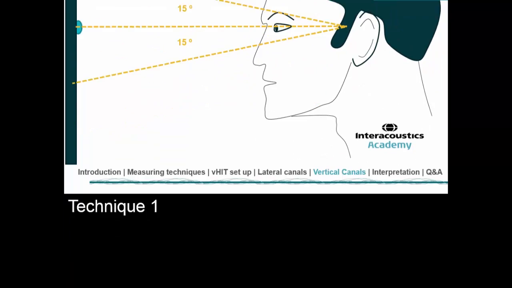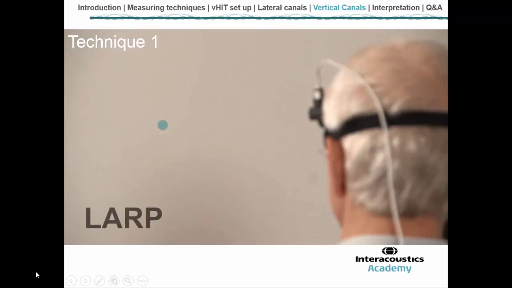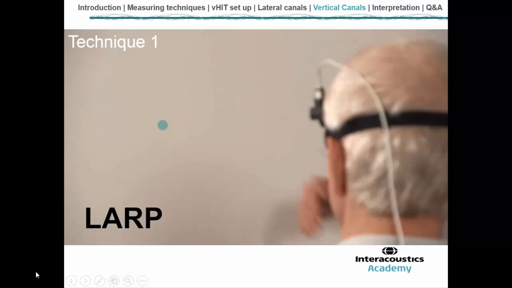So, again, how do we do the vertical canal measurements? Well, we have two methods at Interacoustics which we recommend. The first one is to have the patient looking at a target at 0 degrees. The second involves the patient looking at a target with their head turned 45 degrees. So this is technique 1, patient looking at 0 degrees.